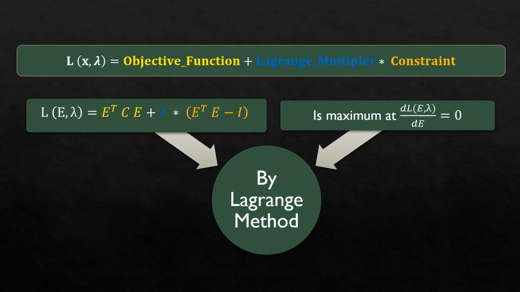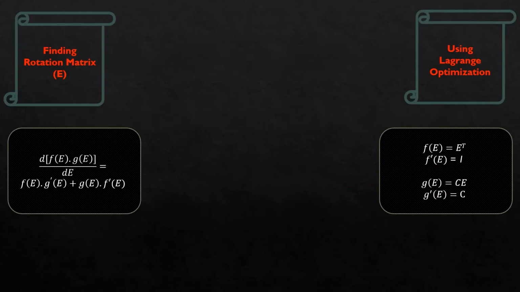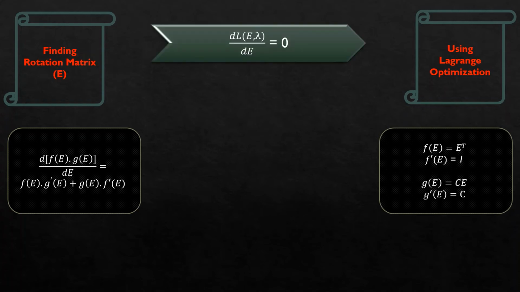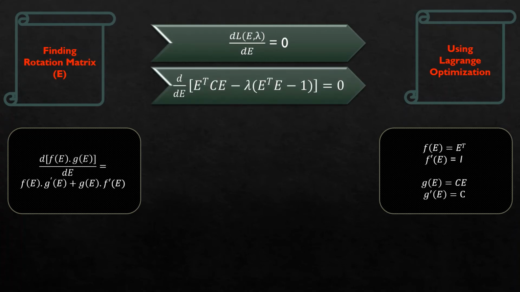Rewriting the Lagrange method for our problem, we get L of E comma lambda is equal to E transpose C E plus lambda into E transpose E minus I, and this is maximum at dL of E comma lambda by dE is equal to 0. To find the rotation matrix E using Lagrange optimization, we equate dL of E comma lambda by dE to 0. That is, in the place of L of E comma lambda, we substitute E transpose C E minus lambda into E transpose E minus I.